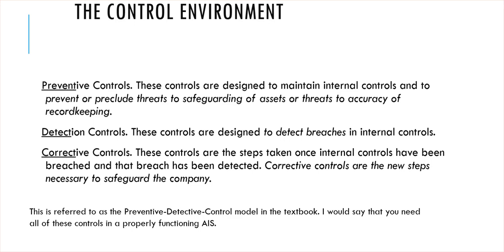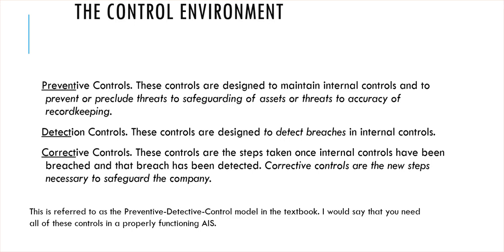You have preventive controls. Preventive controls are meant to preclude threats to safeguarding of assets or to accuracy of record keeping. It says to prevent or preclude. You cannot always eliminate everything bad from happening. Okay? You minimize the bad things. So we are going to try to minimize the bad things from happening by having some sort of preventive measures in place. And we'll talk a little more about that.